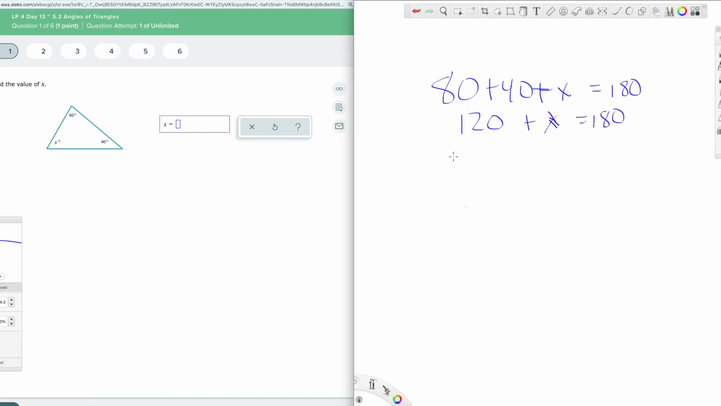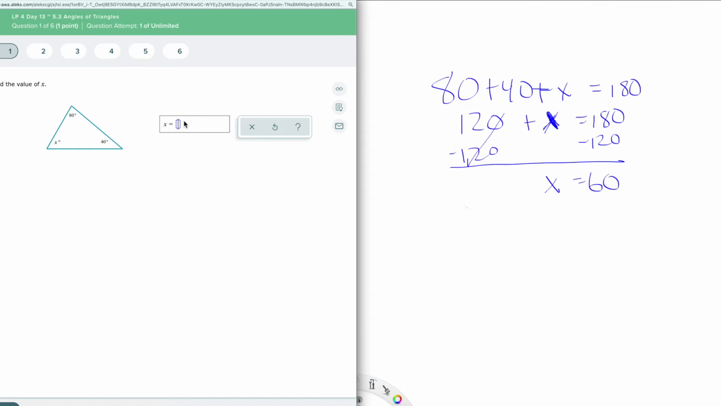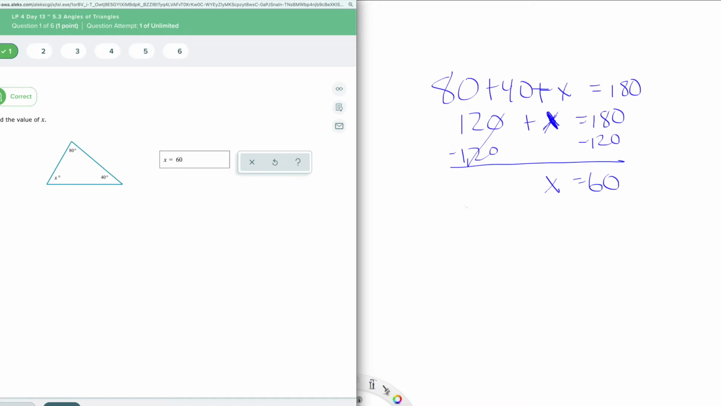So I'm going to subtract this 120 from both sides. I know it's a very ugly x, but we're going to cancel out. 120 minus 120 cancels. X equals, so 180 minus 120 is 60 degrees. That's all that's left over for x. X has to be 60 degrees in order for these guys to add up to 180 degrees. All right, let's keep moving here.